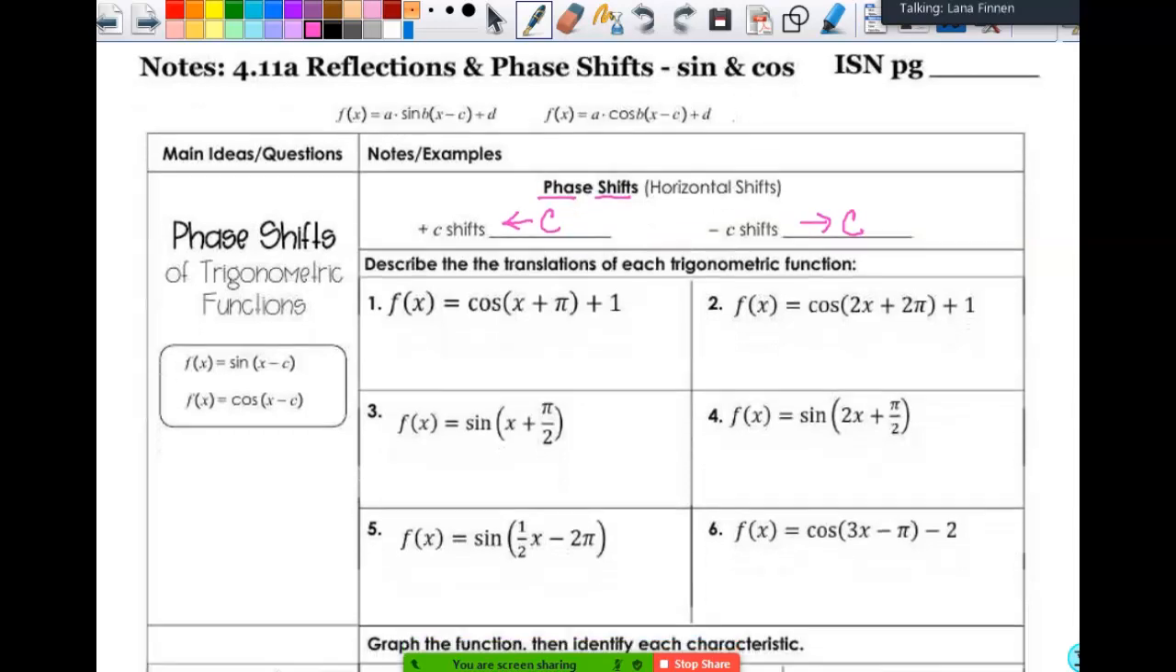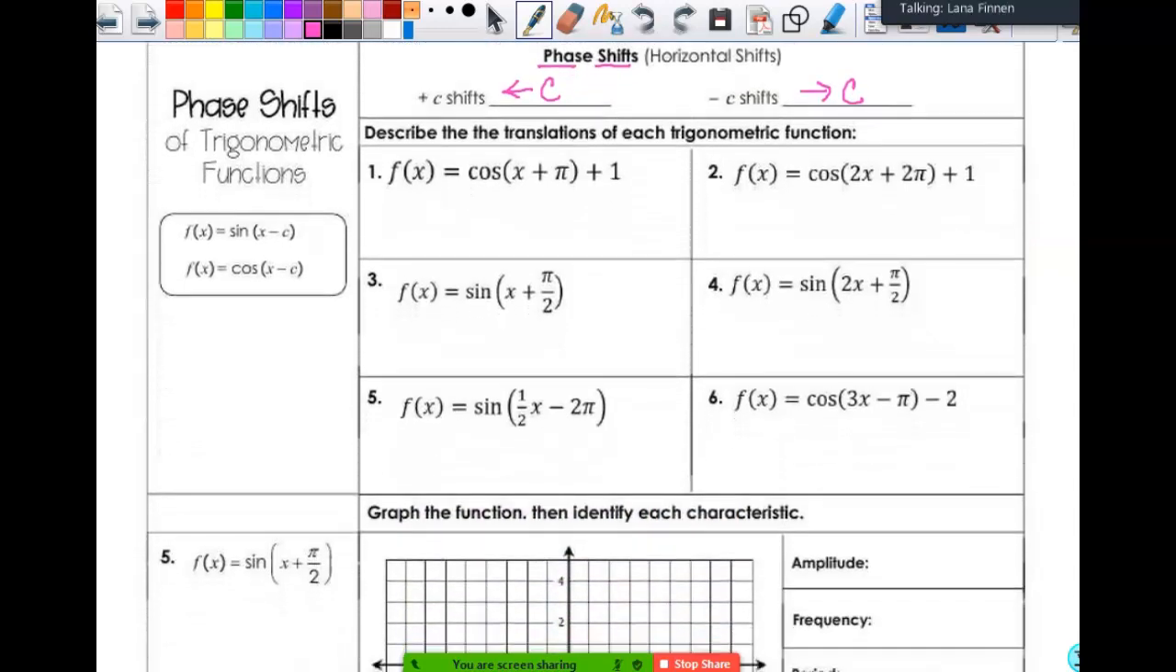So let's look at our translations here. On number 1, f of x equals the cosine of x plus pi. So this is my x plus c, and then this is the plus d. That would mean here I'm going to go to the left pi and then up 1. Even though we're just talking about c, it does say the translations, and that one is a translation.